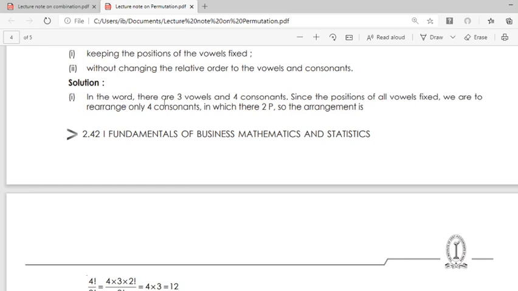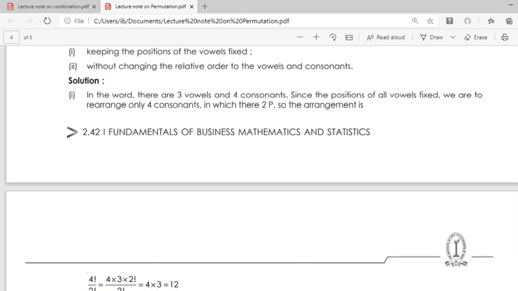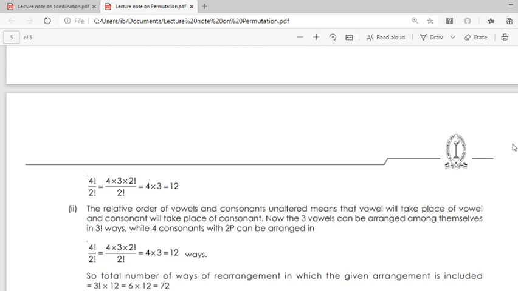Now, the first one, if you keep the positions of the vowels fixed, now you have the word purpose. You have 3 vowels and 4 consonants. Since the positions of the vowels are fixed, you are going to rearrange only the 4 consonants. And you know in the word purpose you have 4 consonants.